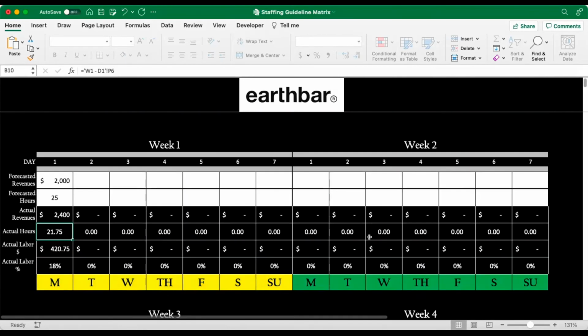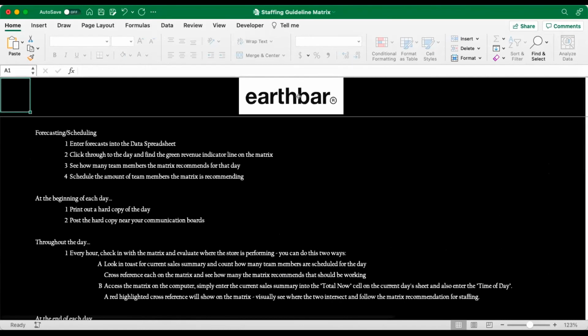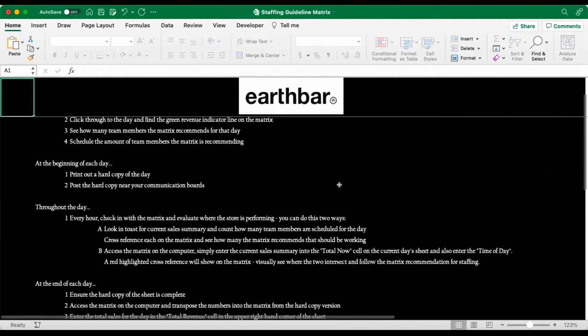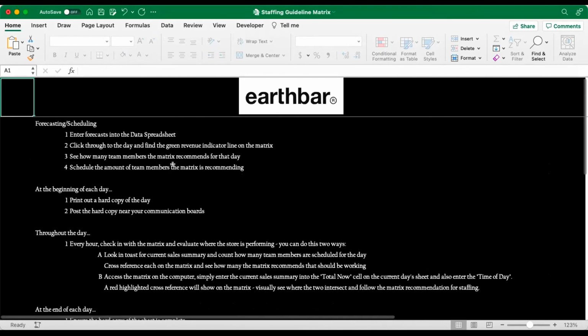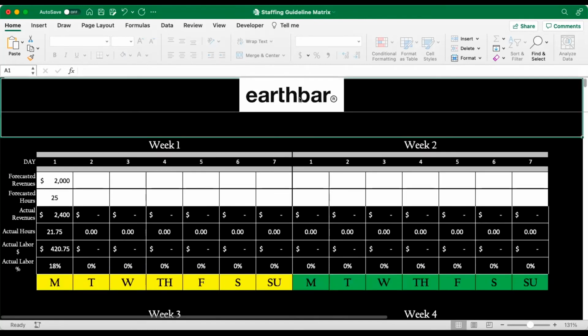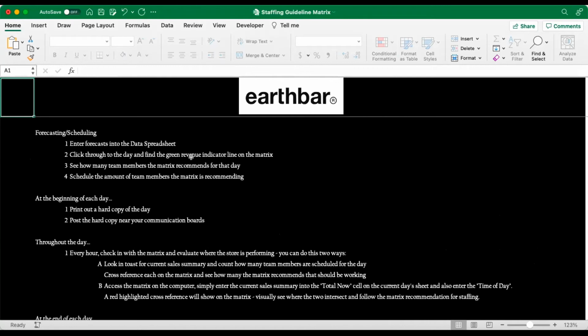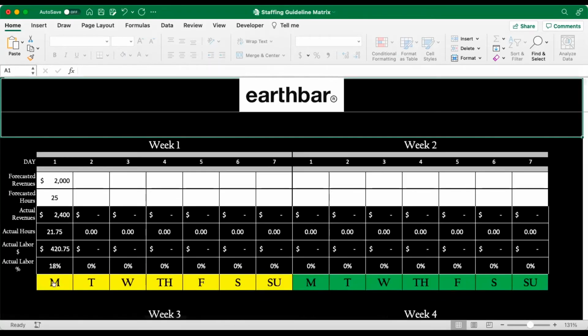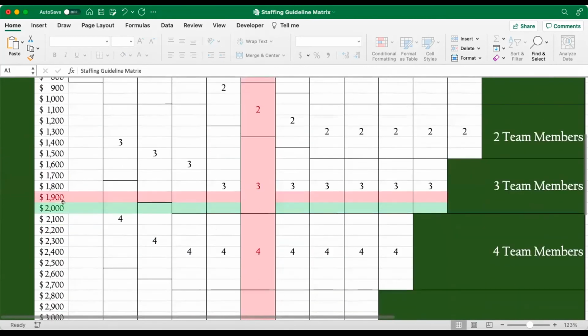Okay. So again, if you have any issues, you're not sure what to do, go to the Earth Bar logo, click, and it'll take you back to the instruction sheet. So let's just quickly go over the instructions. The first thing is you're going to enter your forecast in the data spreadsheet, which we did, right? We entered the forecast. The second thing you're going to do is click through the day and find the green revenue indicator line on the matrix, right? So we did that, right? We clicked and we saw the green indicator line for forecast, right?